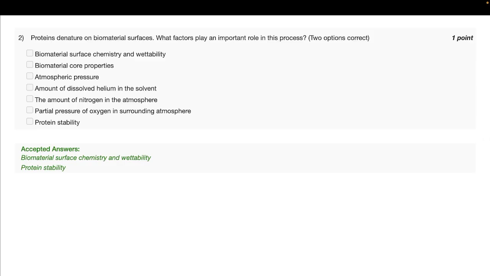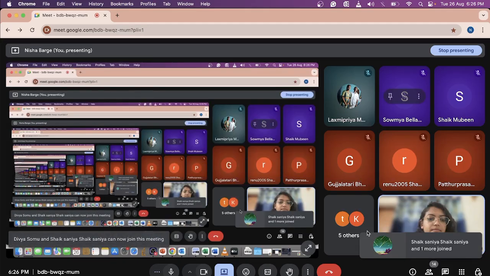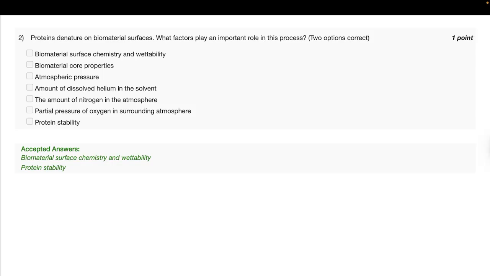Are there any doubts in this question? If there are doubts, then I can go over the explanation once again. If not, then we can move on towards the next question.